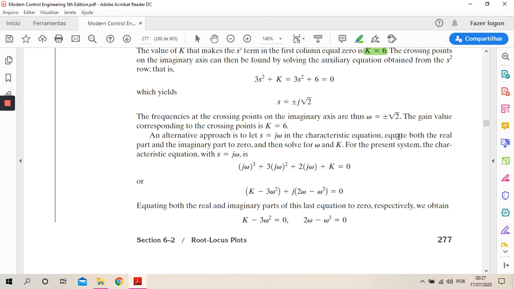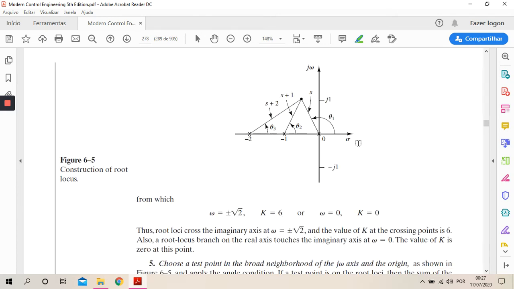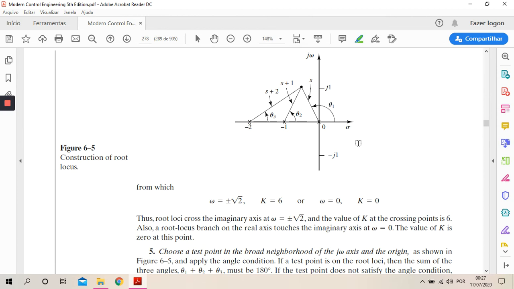Okay, the book is going to talk about an alternative approach here. I don't think it is necessary. Let's move on to the other step towards sketching the root locus plot.